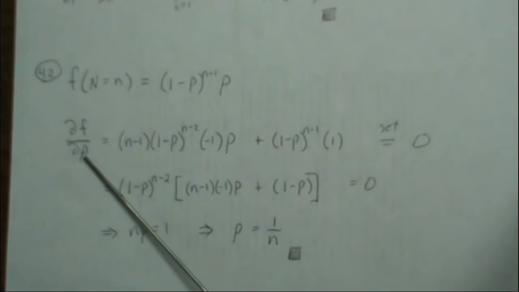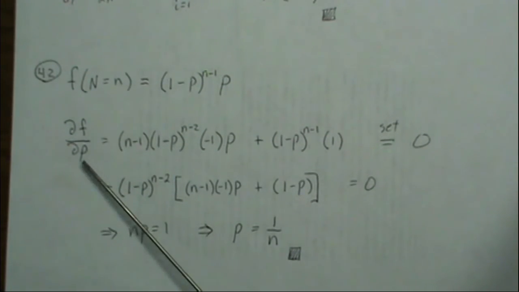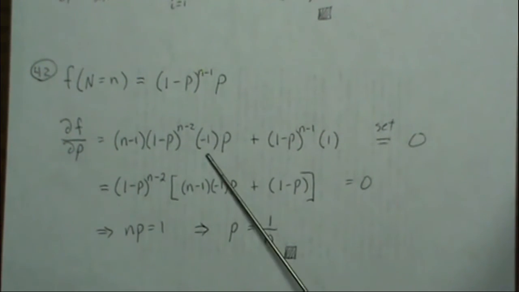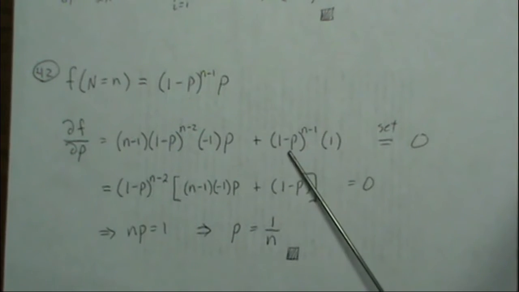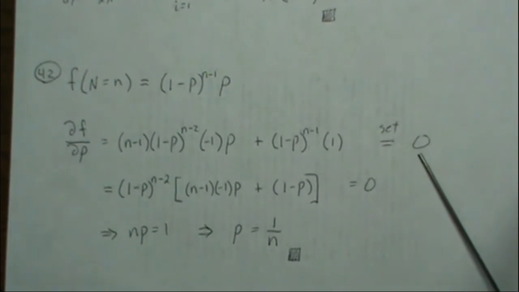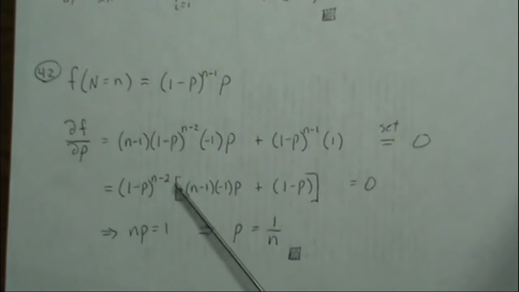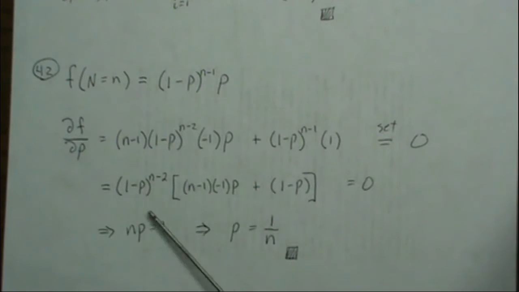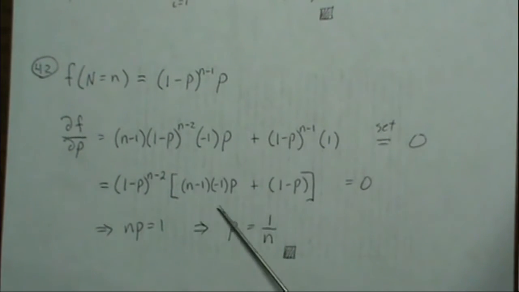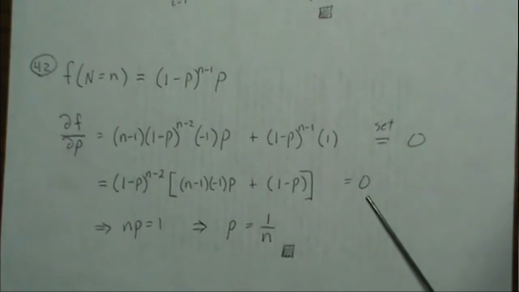So let's take the partial of f with respect to p. This is a product, so we take the derivative of the first times the second plus the first times the derivative of the second. We set it equal to 0 and solve for p. Here I factor out an n minus 2 in both terms. We're left with this and this. So we have two factors multiplying to 0, so one or both of them have to be 0.